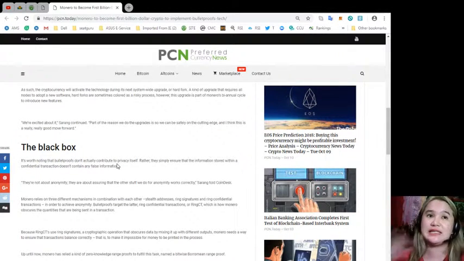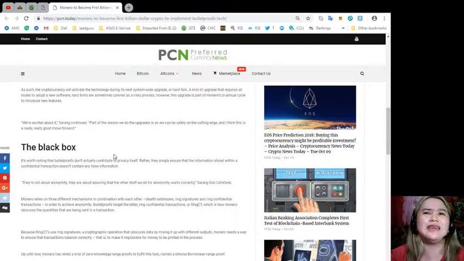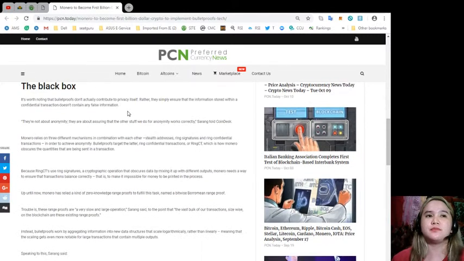Hard forks are sometimes colored as a risky process. However, this upgrade is part of Monero's biannual cycle to introduce new features. "We're excited about this," Sarang continued. "Part of the reason we do the upgrades is so we can be safely on the cutting edge. And I think this is a really, really good move forward." The black box: it's worth noting that Bulletproofs don't actually contribute to privacy itself. Rather, they simply ensure that information stored within a confidential transaction doesn't contain any false information. "They're not about anonymity. They are about assuring that the other stuff we do for anonymity works correctly."